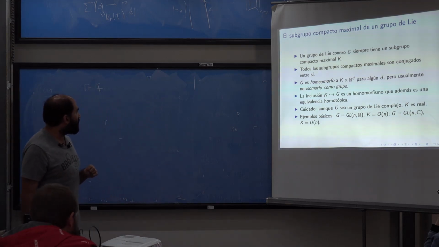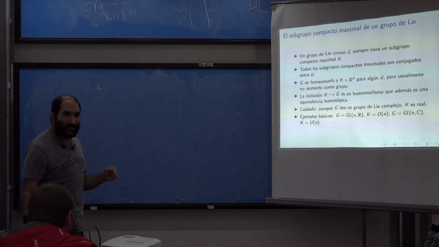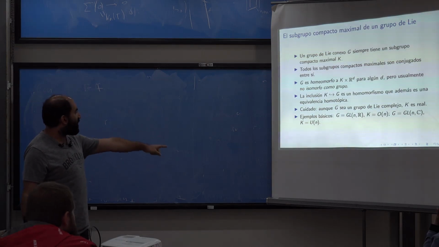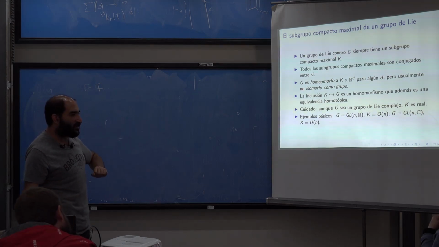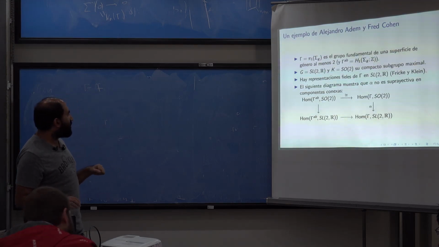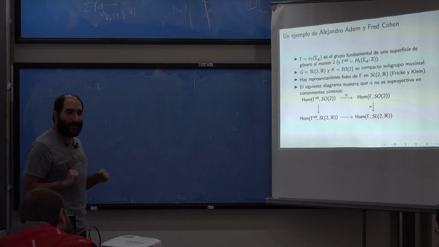This slide is intended for a different audience. I'm sure everybody knows what the maximal compact subgroup of a Lie group is, but let me just remind you of the basic examples. If you have GLnR, its maximal compact subgroup is the orthogonal group. For GLnC, it's U(n).